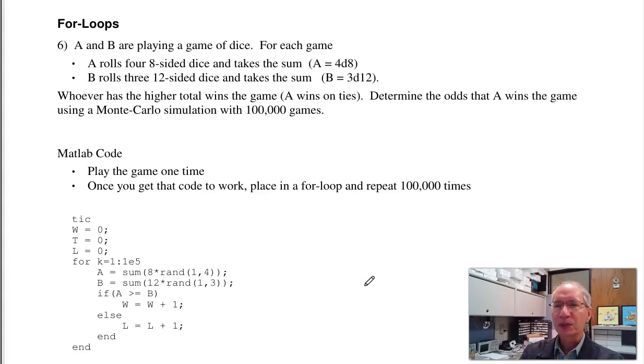For example, suppose A is rolling 4 8-sided dice, taking the total. B is rolling 3 12-sided dice, taking the total. What's the chance A is going to win at any given game? If the highest total wins, A wins on ties.